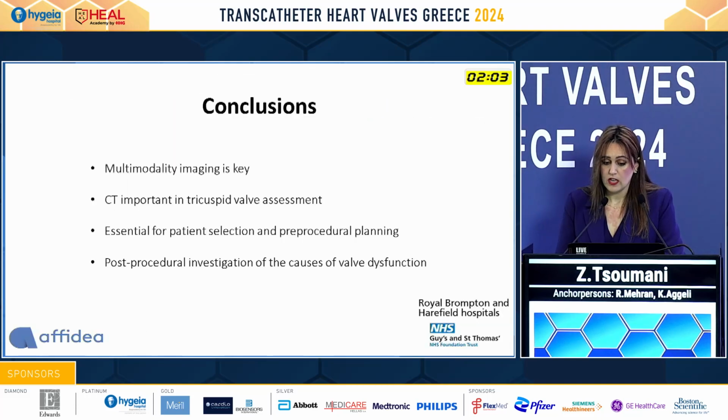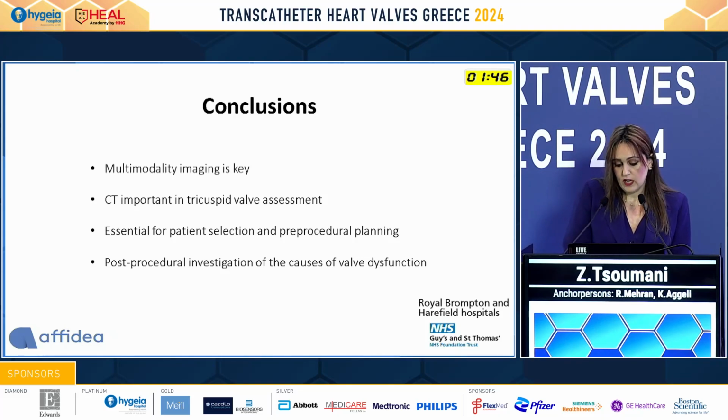In conclusion, multimodality imaging in the tricuspid valve assessment is key. CT is important in tricuspid valve assessment, essential for patient selection and pre-procedural planning, while during the post-procedure course, it can investigate the causes of valve dysfunction.